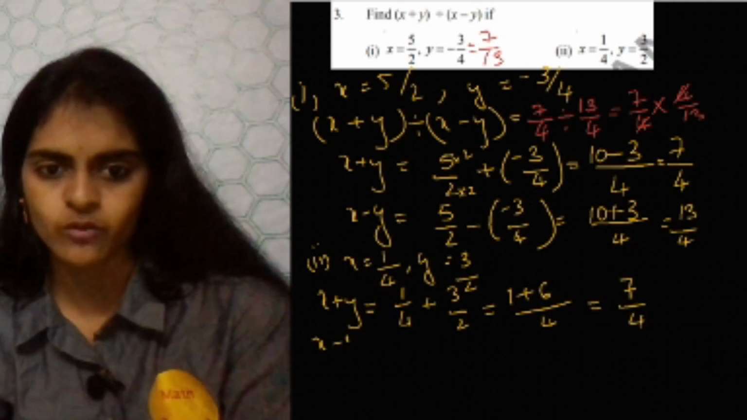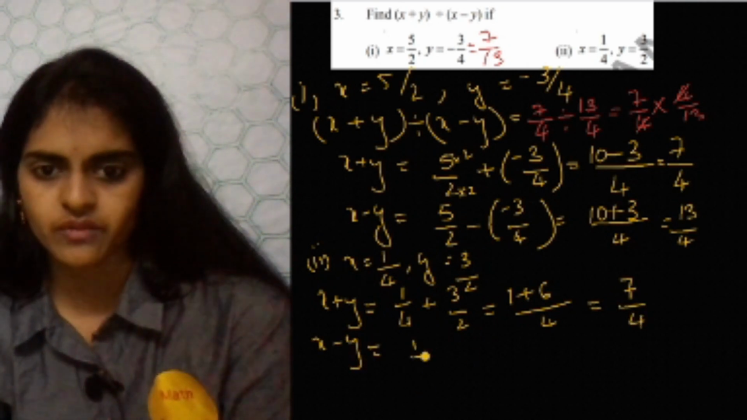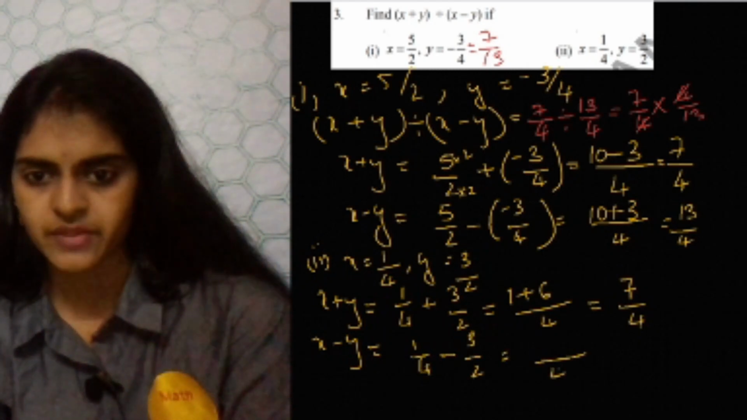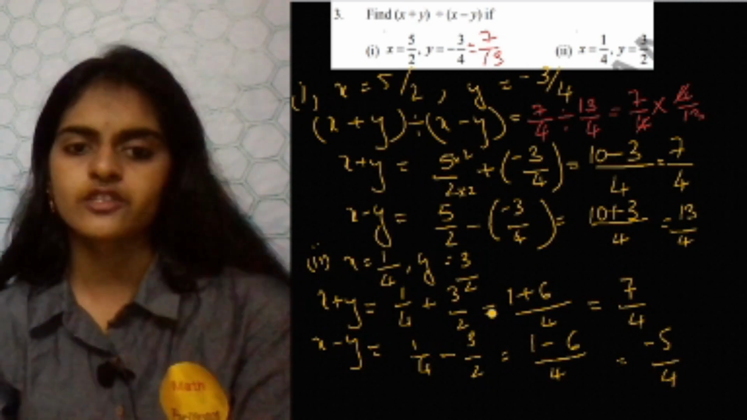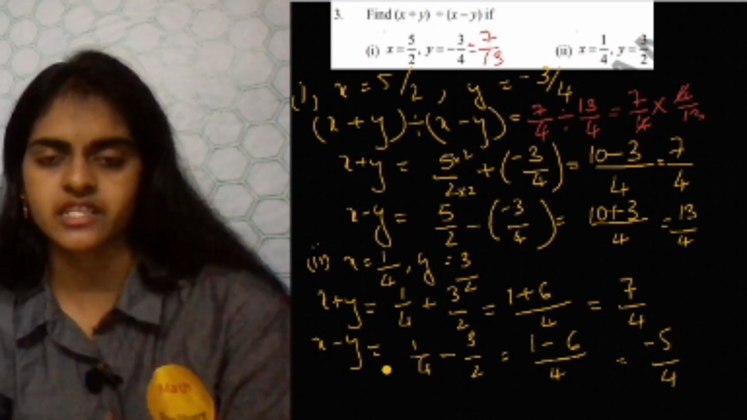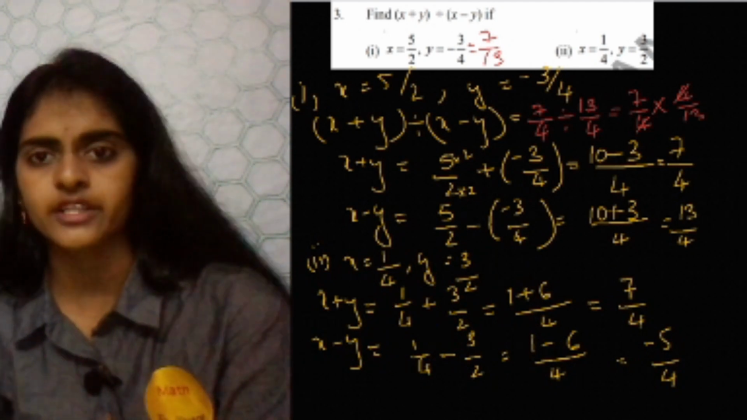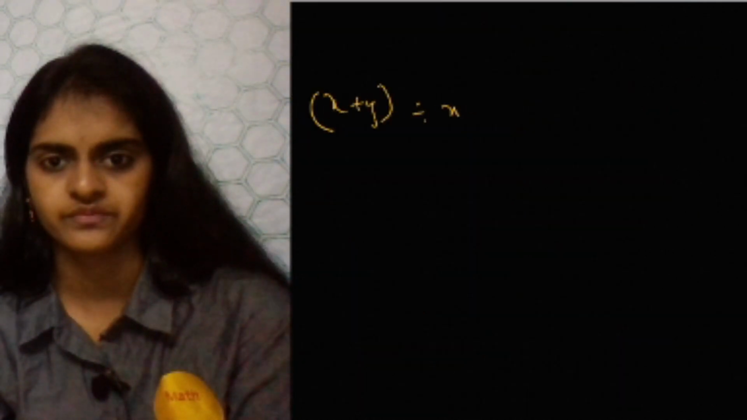Okay, again let us find what is x minus y. So it is 1 by 4 minus 3 by 2. Okay, so LCM is 4. So this is 1 minus 6. So it is minus 5 by 4. Okay, so you got x plus y and x minus y. So next you have to find what? You have to find x plus y divided by x minus y.